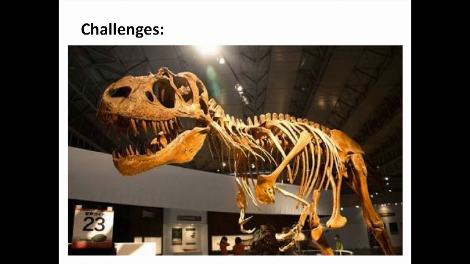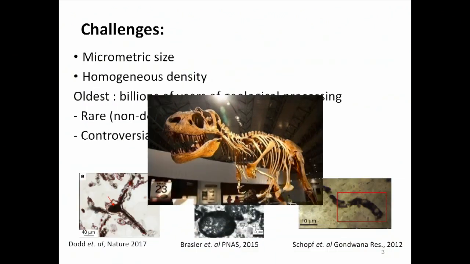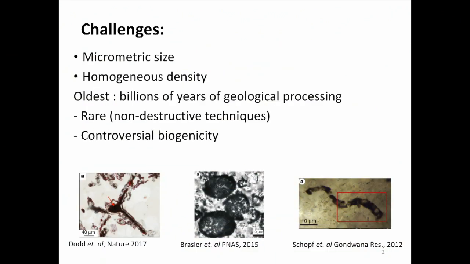And when we go to micrometric size, there are many challenges to be overcome. So they essentially have a homogeneous density when compared to the rocks where they are embedded. They can be very old, of course. So we can reach ages of billions of years old, 3 billions of years old. Some people are claiming 4 billions of years old. So there is a lot of geological processing. So they are altered chemically and morphologically, and we have to take account of that.